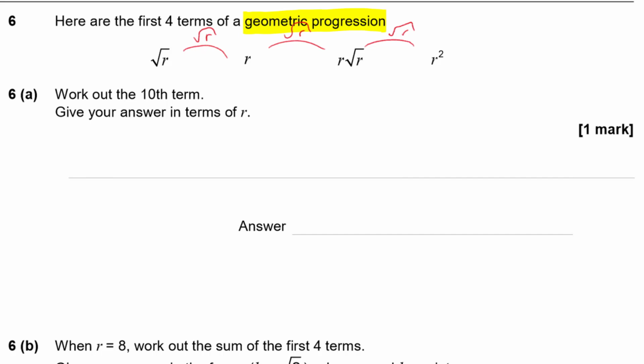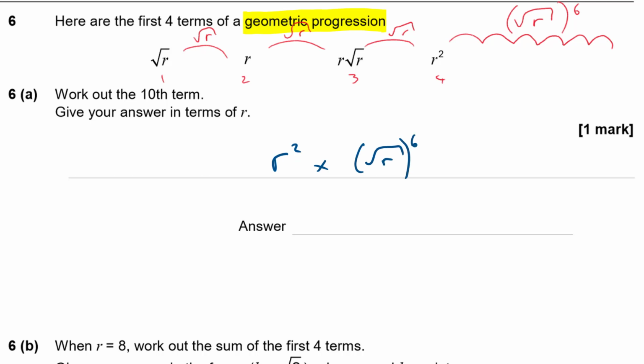So we need to work out the 10th term. So that's our first, second, third, fourth. So we need to do this again. 5th, 6th, 7th, 8th, 9th, 10th. We're going to have to multiply through by root r 6 more times, aren't we? So root r to the power of 6 times r squared. So I've got r squared already. So if I'm going to then multiply it by another 6 lots of root r.